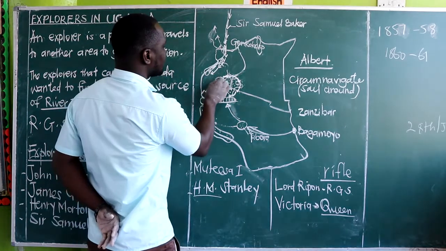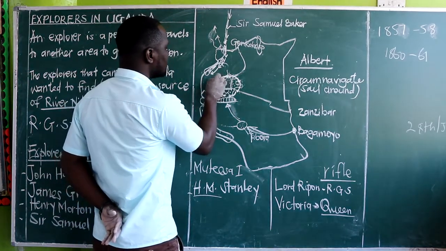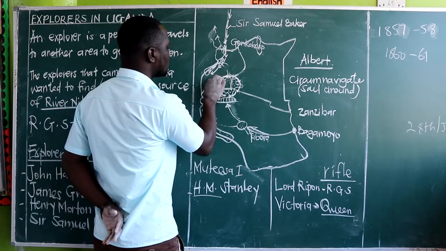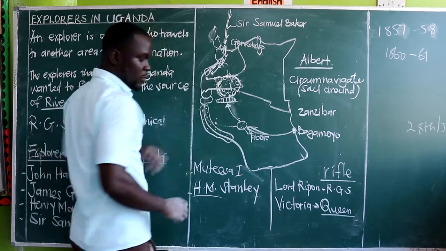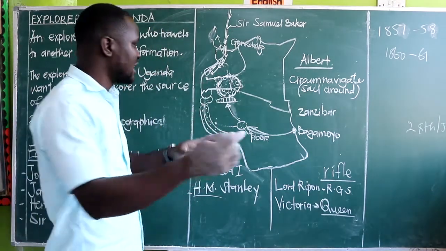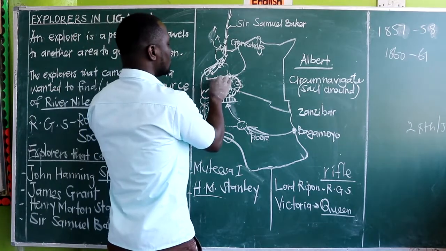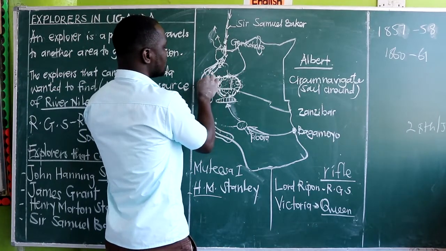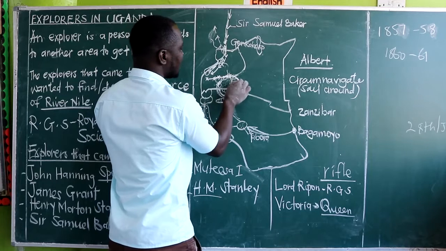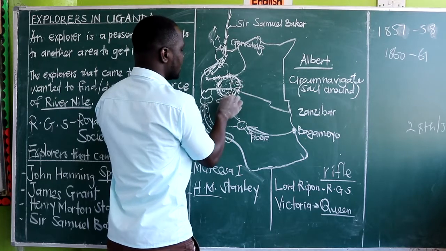Therefore, we have Stanley continuing from Uganda. He continued his journey up to Western. That is why you will see there is that journey in your book. We used this kind of shading with the X, a line with the X. That is Henry Morton Stanley.